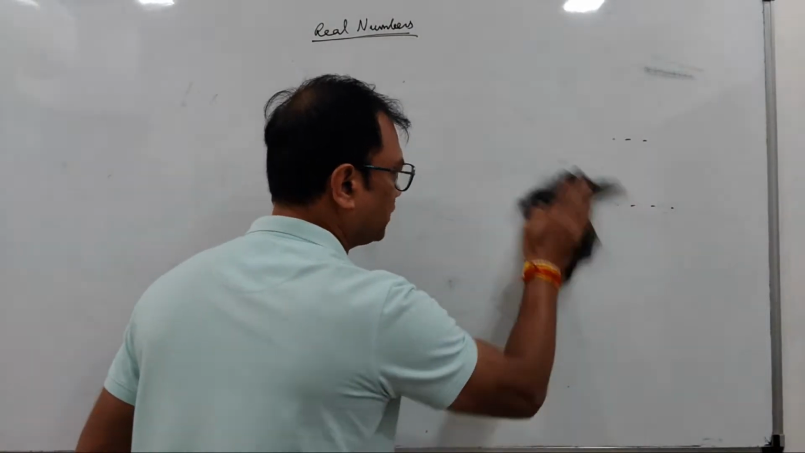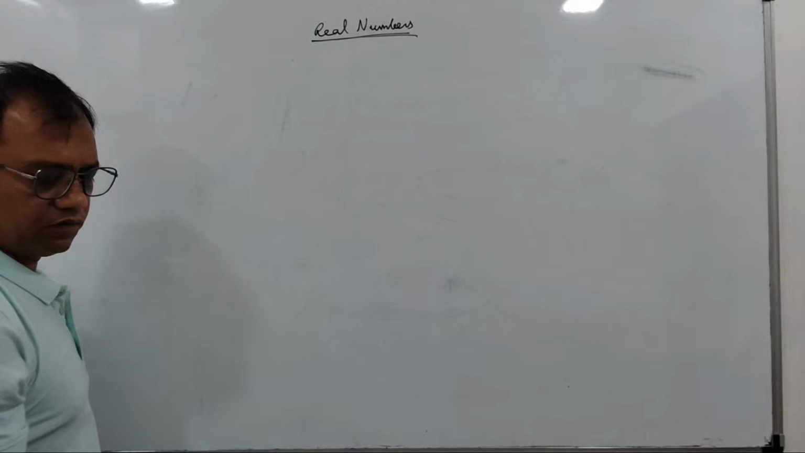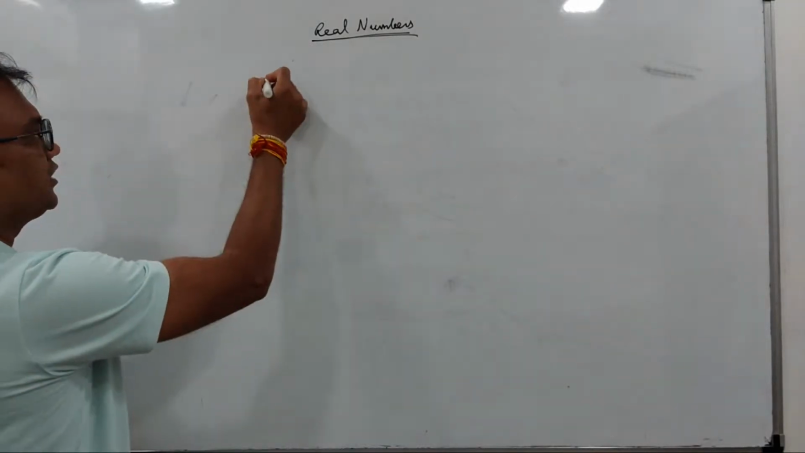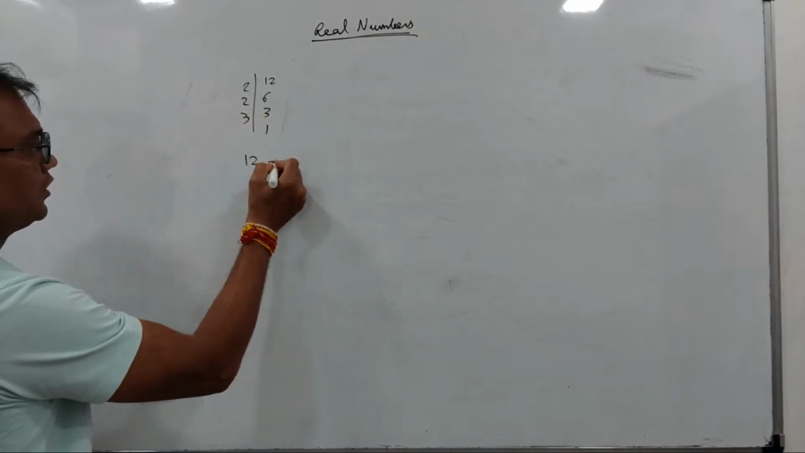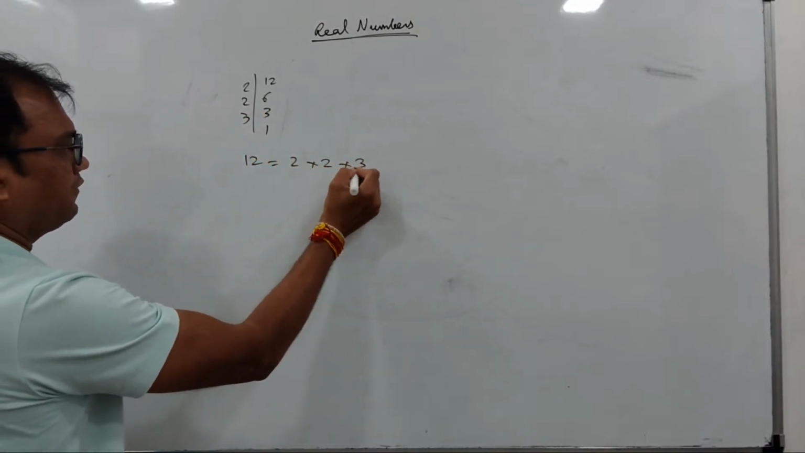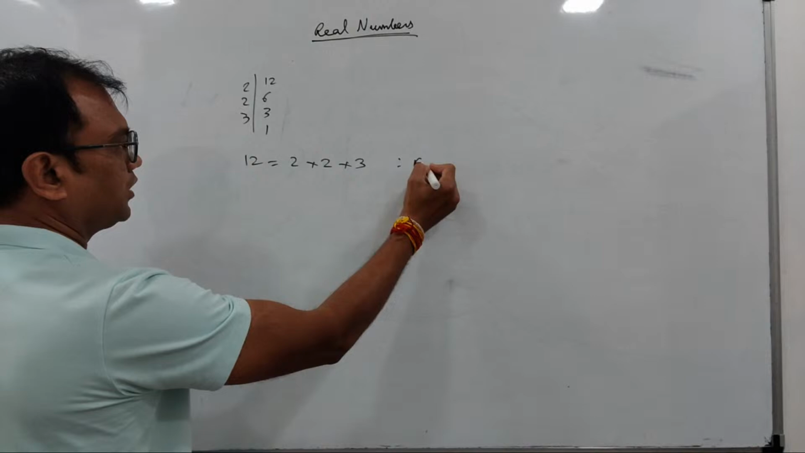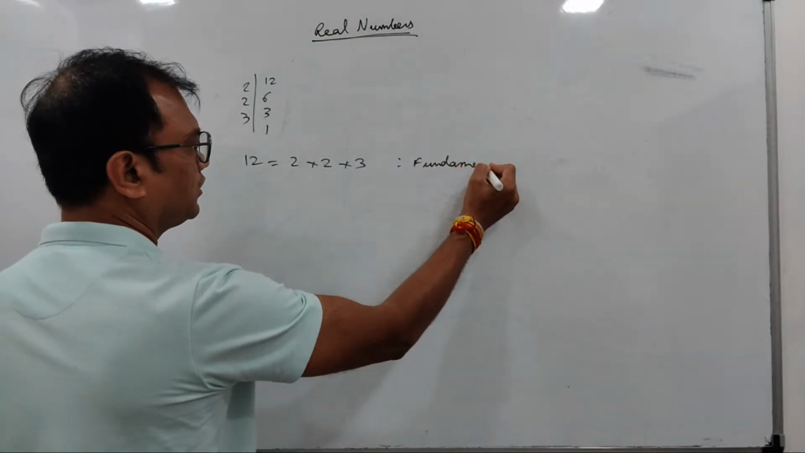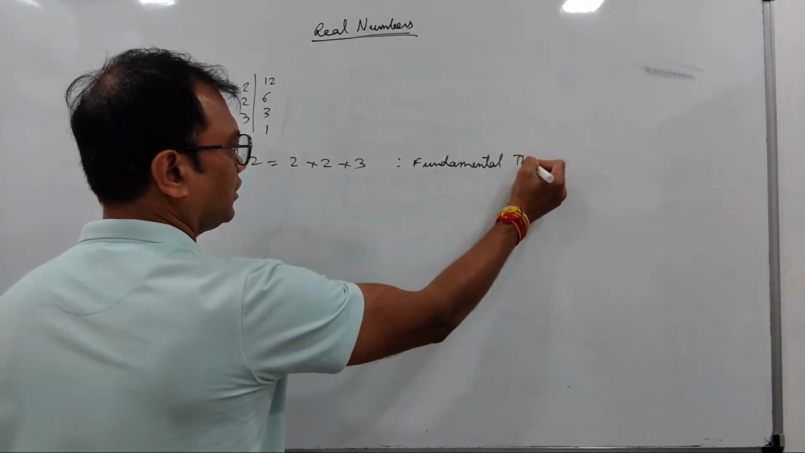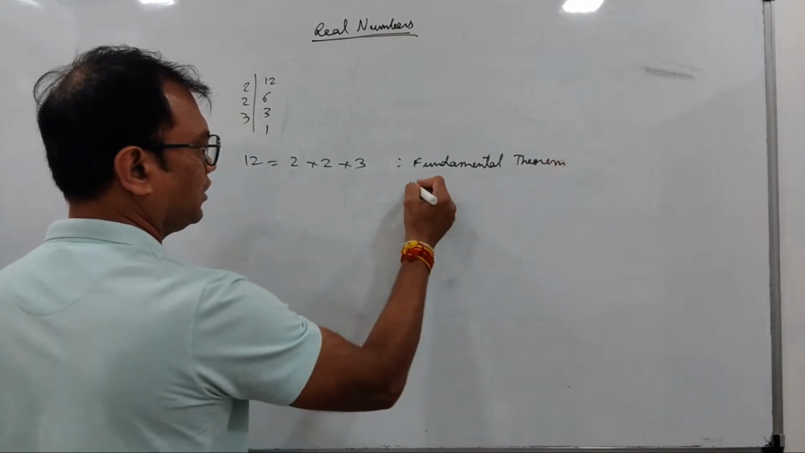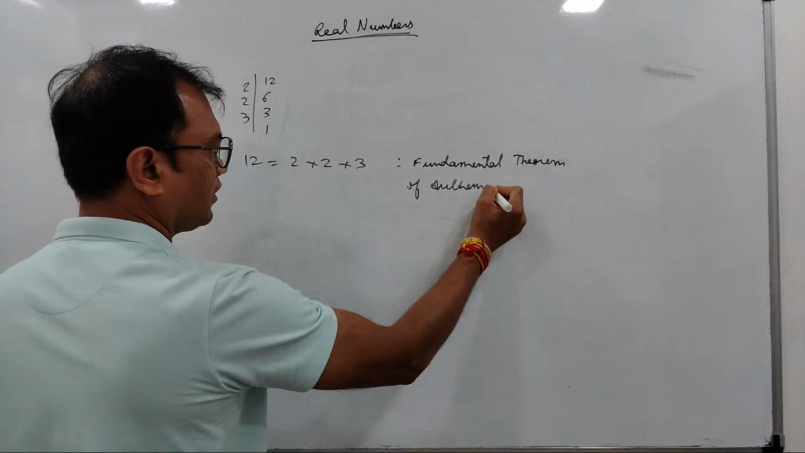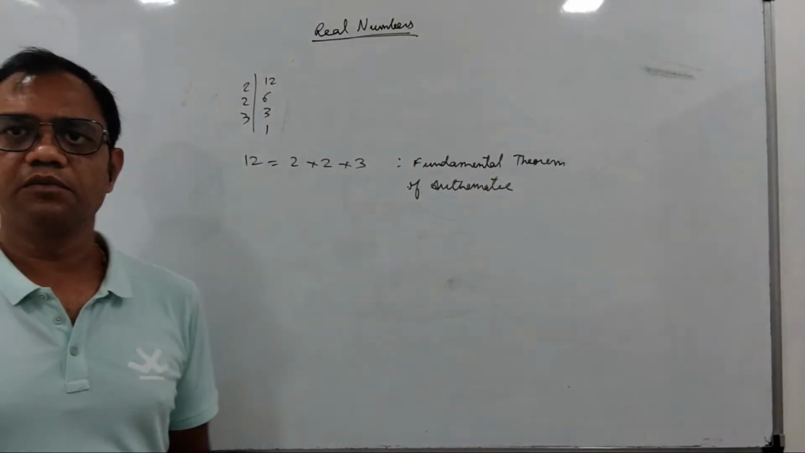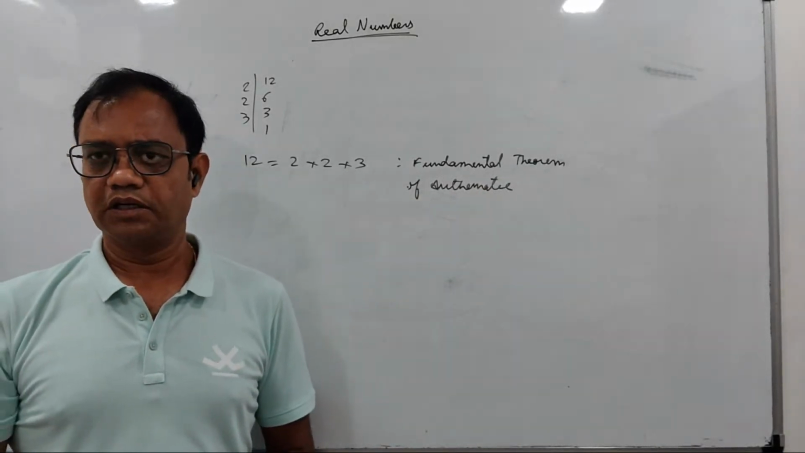As we have done in this example of 12, we have factorized it as 2, 6, 2, 3, 3, 1. So this prime factorization is nothing but the fundamental theorem of arithmetic.